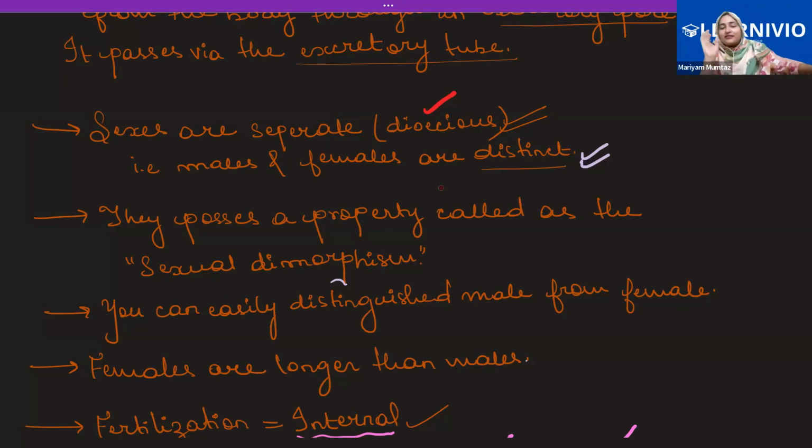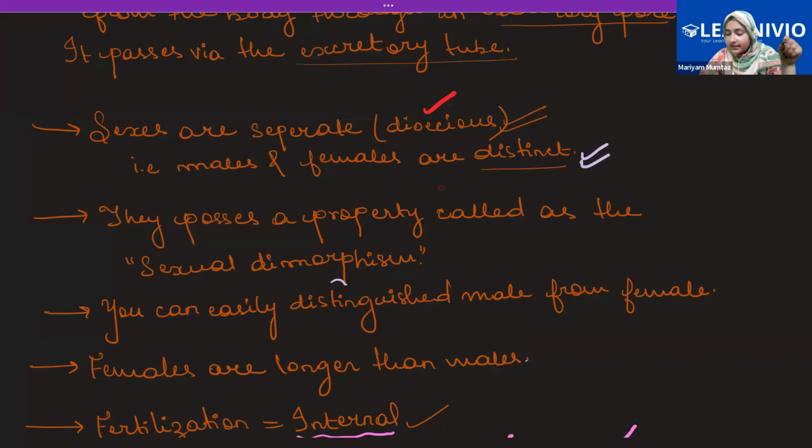Apart from that, if you see a normal human female and human male, you can generally distinguish easily. In them also there is this property wherein you can distinguish which one is male and which one is female. This property is called sexual dimorphism.